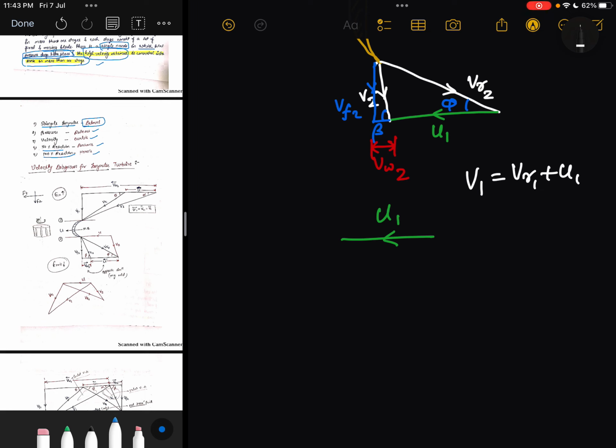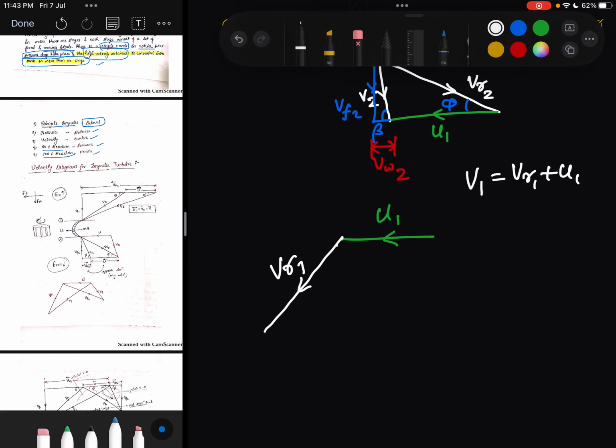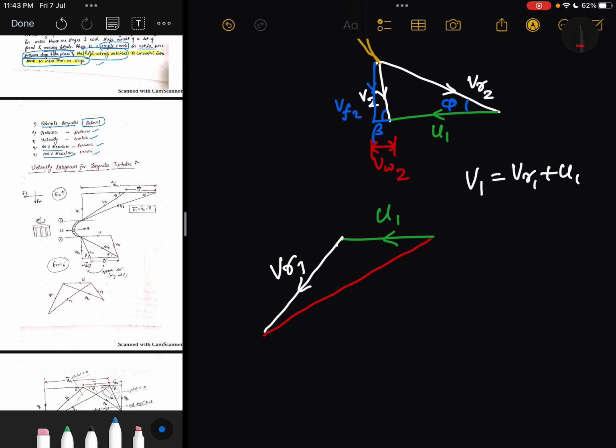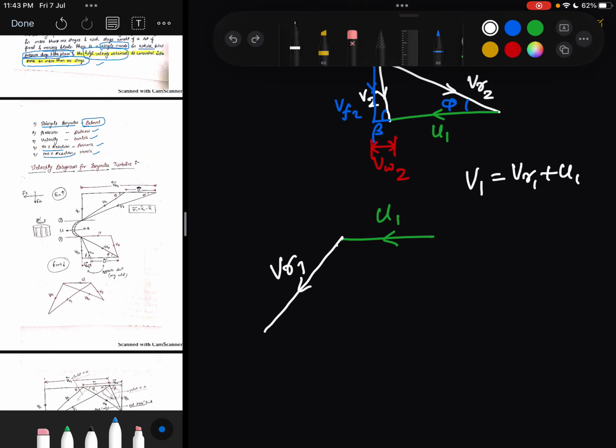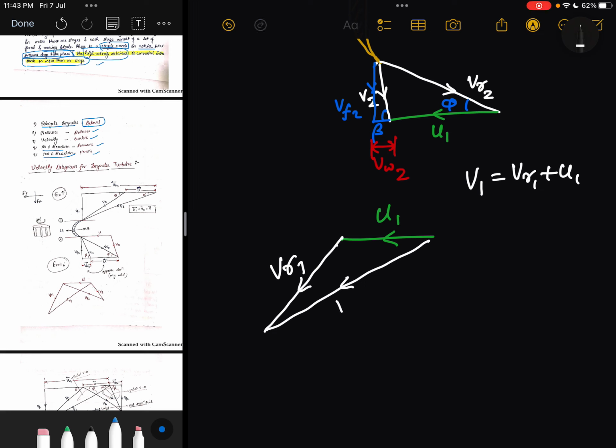So when you add Vr1, you will get V1. And when you want to get V2, then you add Vr2 plus V1. Its direction is this, Vr2, and you get V2.